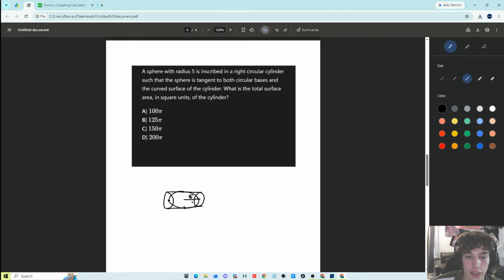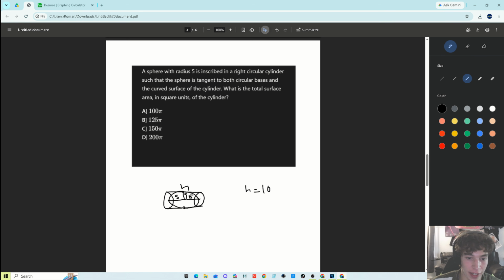And what you can notice is that you can see the radius goes this way too. So this is also 5. And what you can see is that this length is the same as this length. In other words, the height of the cylinder. So we know the height of the cylinder is 10 now. So that was important.